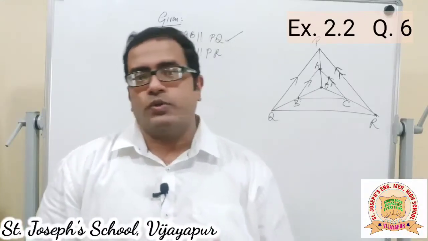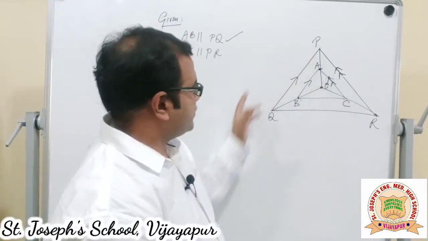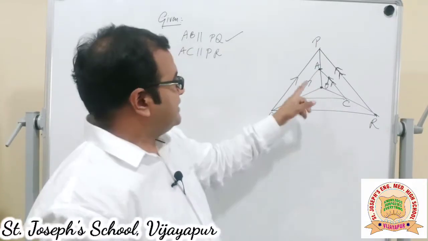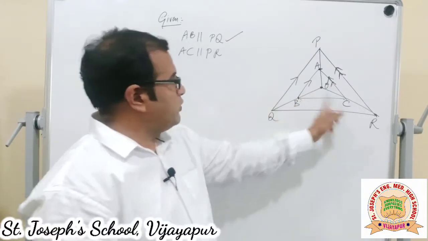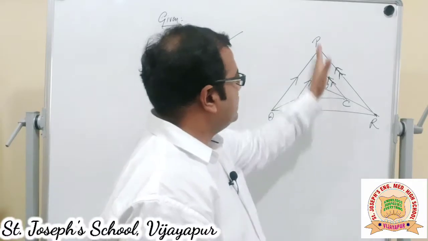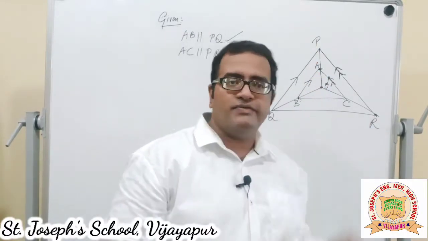Exercise 2.2, question number 6. Very similar to question number 5. Here we have a triangle PQR. Within PQR there is a point O. And when you join the lines OP, OQ and OR, we will find 3 points A, B, C on each line. On OP you have A, on OQ you have B, and on OR you have C.